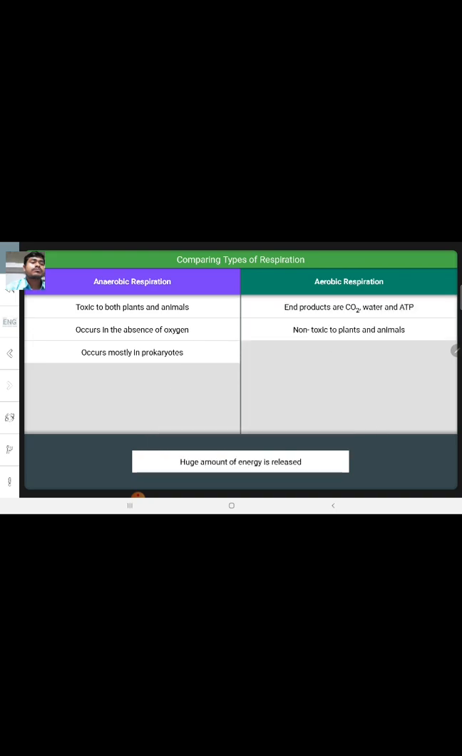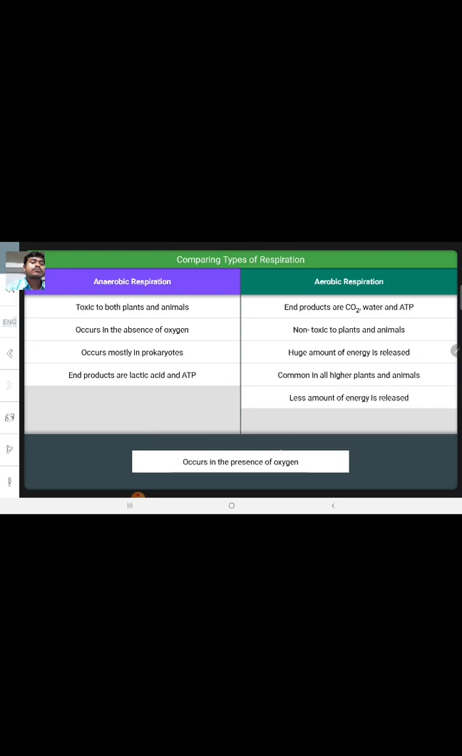Identify the properties of anaerobic and aerobic respiration by dragging them to their respective columns. Well done!